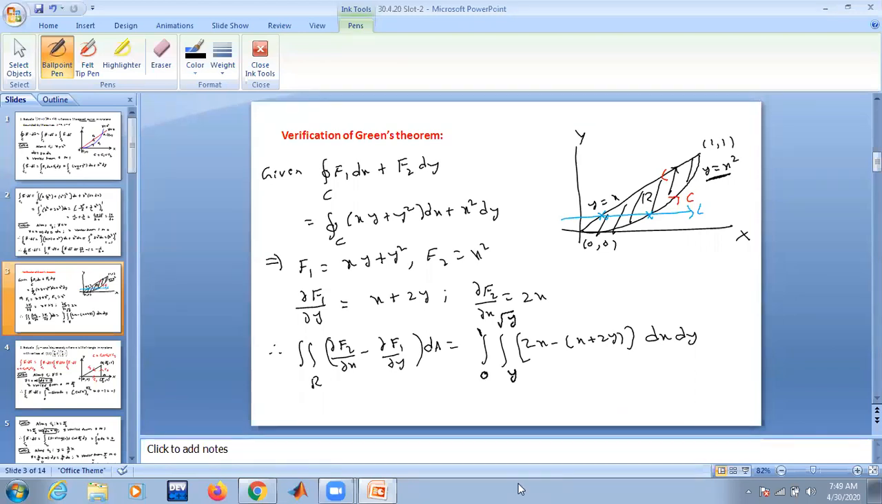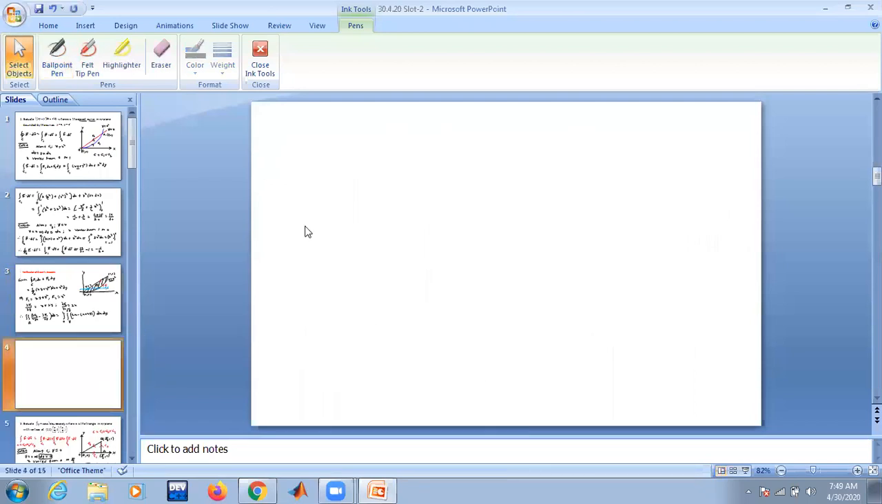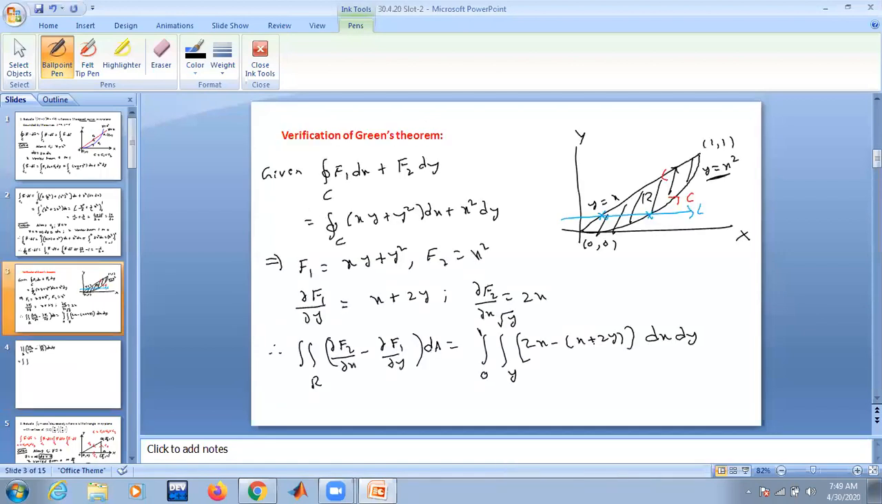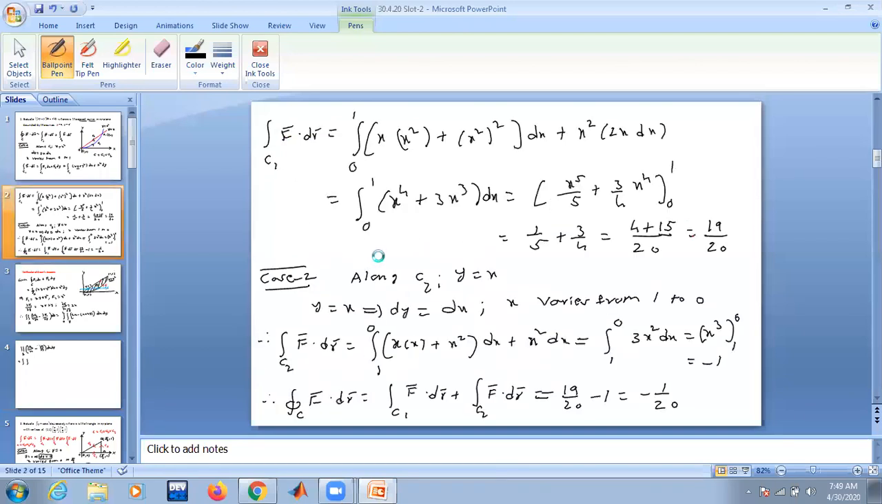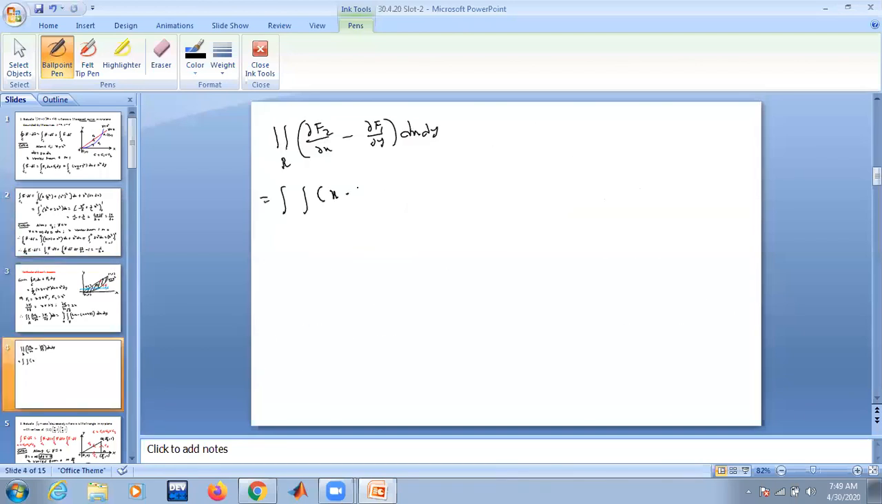Okay, so therefore the double integral over R of (dou f2 by dou x minus dou f1 by dou y) dx dy is equal to the double integral. What is the integrand? 2x minus x is x, so x minus 2y, dx dy. X varies from y to root y, and y varies from 0 to 1.